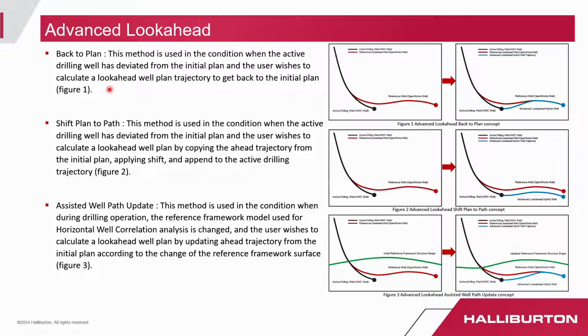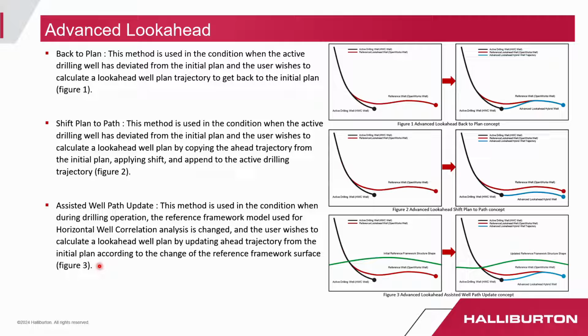The second method that can be used is called shift plan to path. This method assumes the scenario when the active drilling well has deviated from the initial plan, and the user wishes to calculate a look-ahead well plan by copying the ahead trajectory from the initial plan, applying a shift, and appending it to the active drilling trajectory.